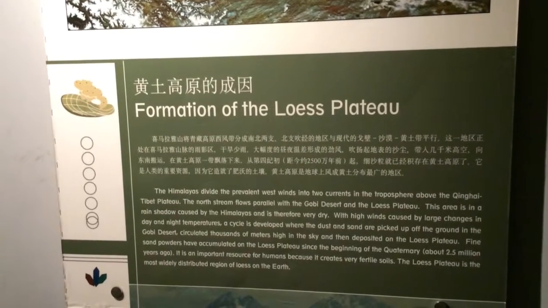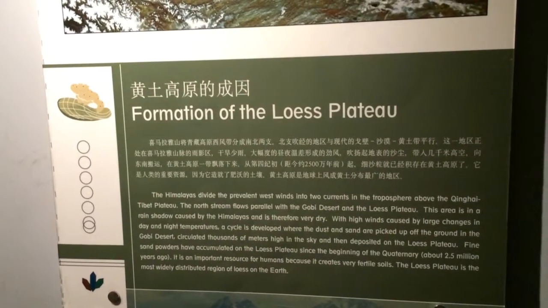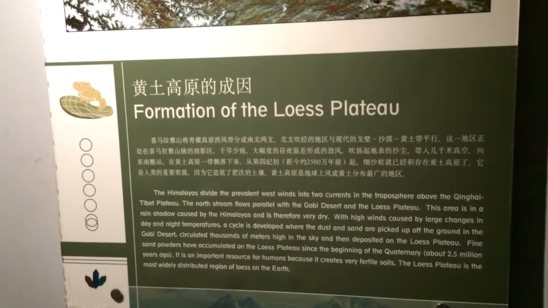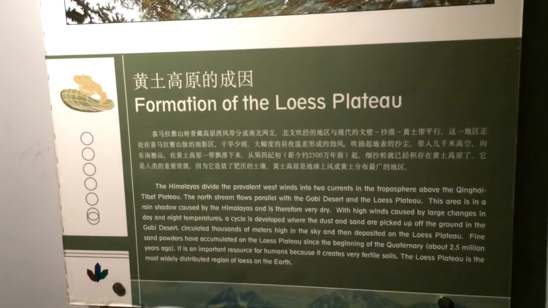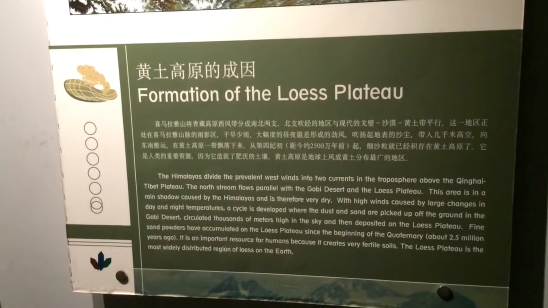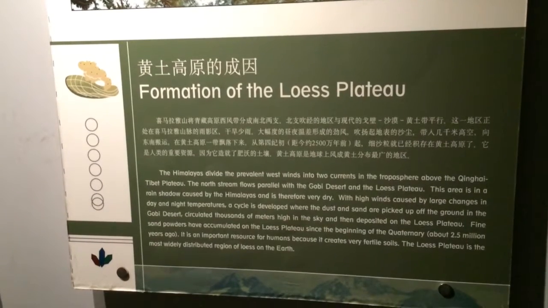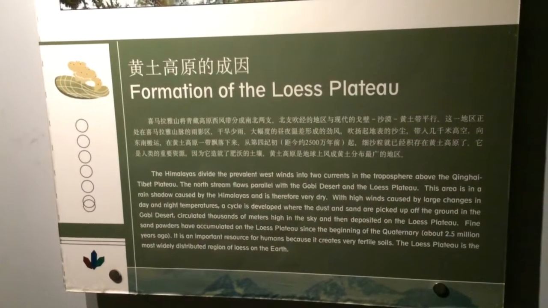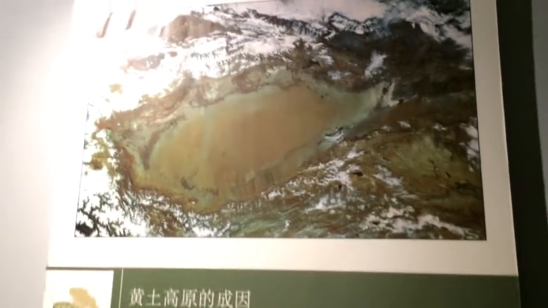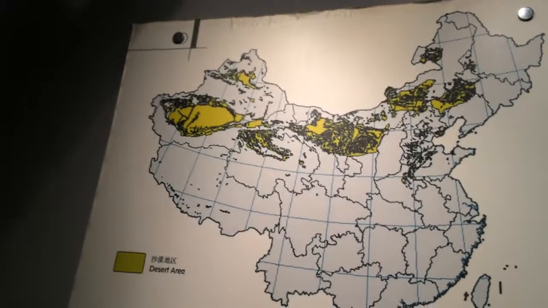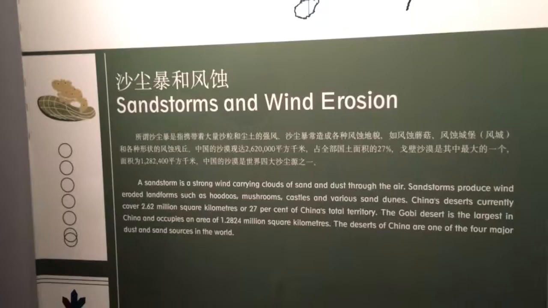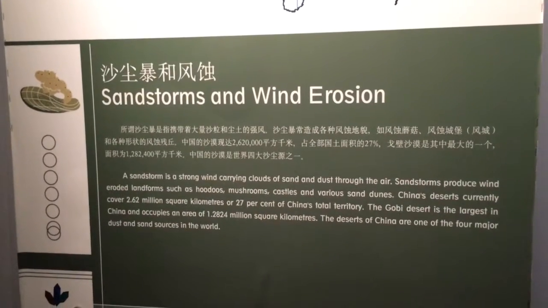Fine sand patterns have accumulated on the lowest plateau since the beginning of the Quaternary, 2.5 million years ago. It's an important resource for humans because it creates very fertile soils. The lowest plateau is the most widely distributed region of loess on Earth. Loess is fine silt, essentially. Sandstorms, wind erosion. Mushroom Castle.